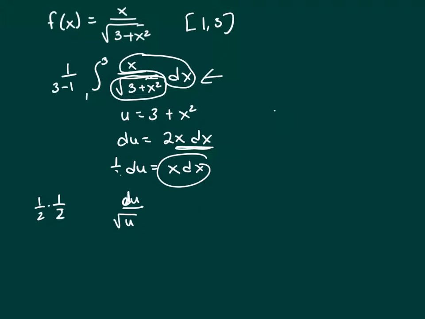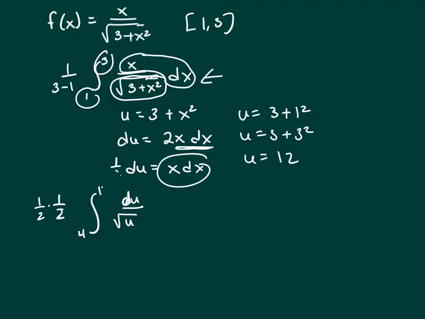I erased a little bit too much. Hang with me. So that was square root of u. x dx was du. This is an x value, and I want to change it to a u. If x is 1, u is 3 plus 1 squared, or 4. If x is 3, u is 3 plus 3 squared, or u equals 12. So we're going from 4 to 12.